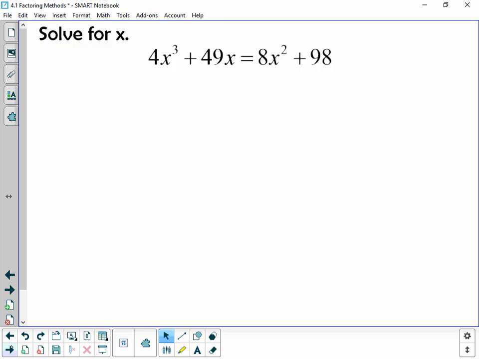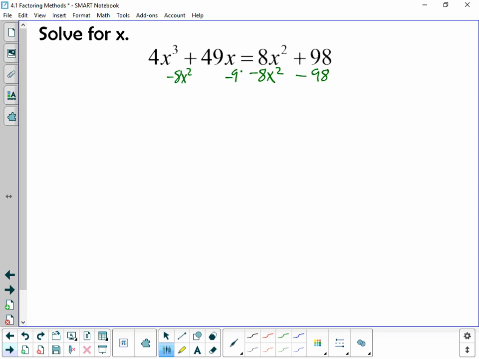So one last problem. Solve for x. 4x to the third plus 49x is equal to 8x squared plus 98. First of all, this is a polynomial. We are looking for 3 solutions because of that power 3. So first of all, if we're solving a polynomial, we want to make sure that we have that polynomial equal to 0. So we're going to subtract these things to the other side.